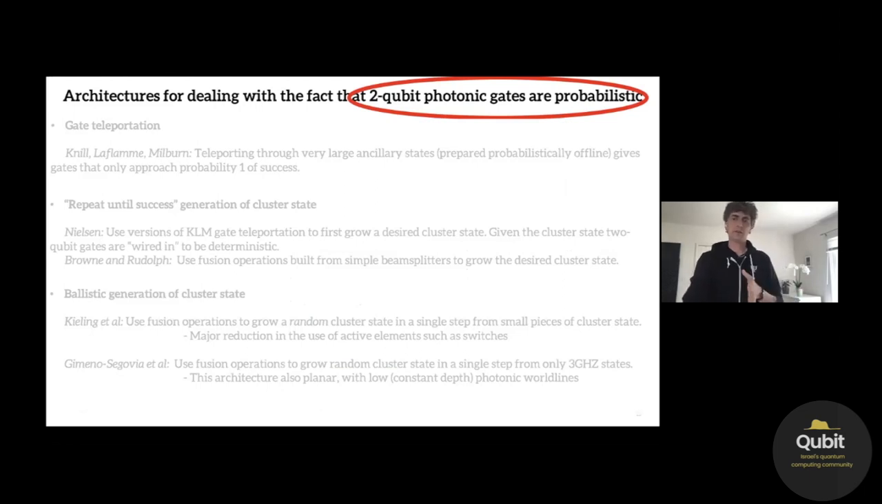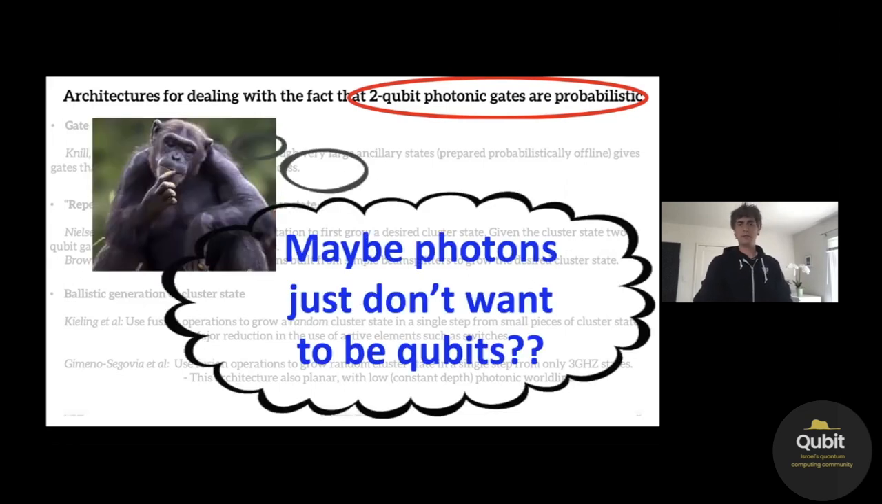But in this talk, I want to step back and ask: is it really the case that we need two-qubit gates? Why do we have this obsession with two-qubit photonic gates? And maybe photons just don't want to be qubits, and maybe we should just be thinking about them as a completely different kind of creature.